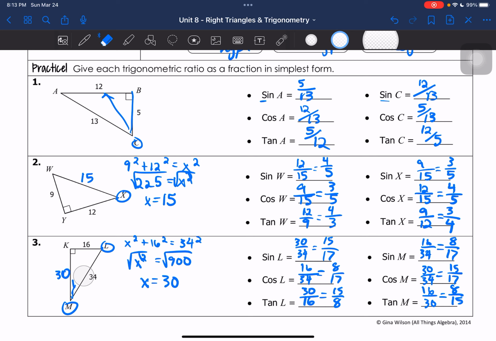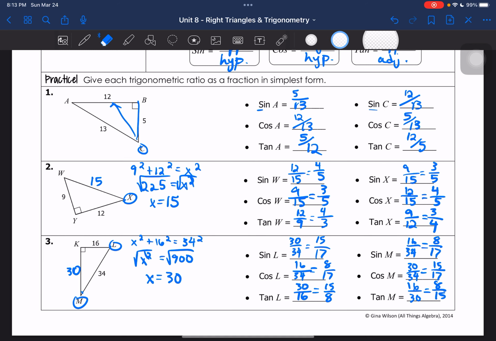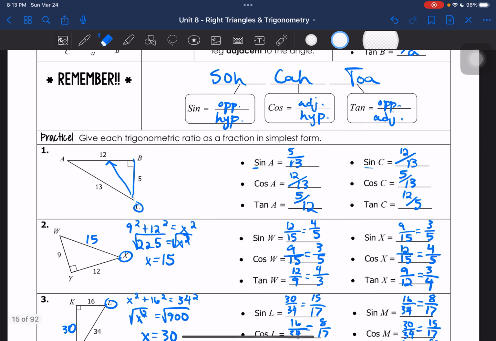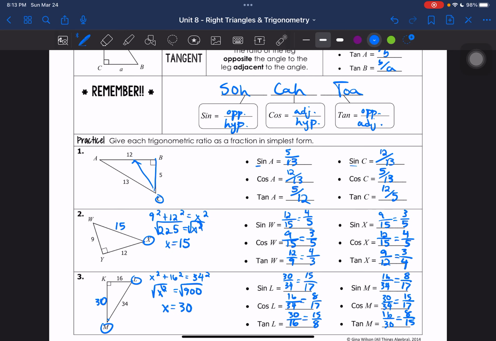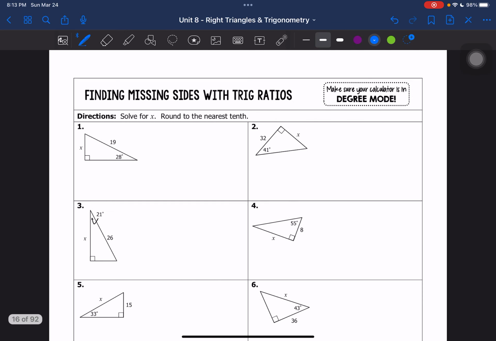Okay, so that's how you find out what the ratios are when you're given the side lengths and you're trying to find either the sine, cosine, or tangent for a certain angle. You just work it out using SOHCAHTOA. So let's go ahead and go on to the next page.